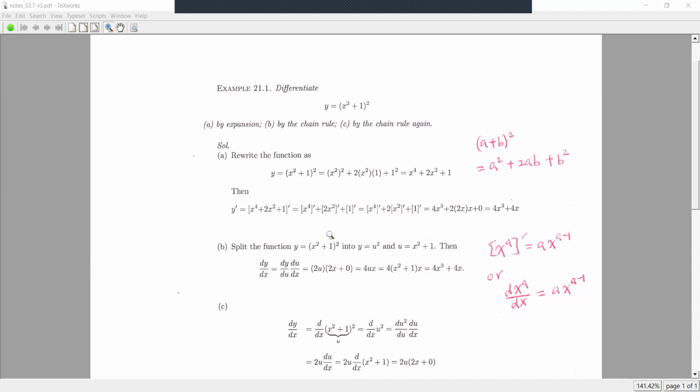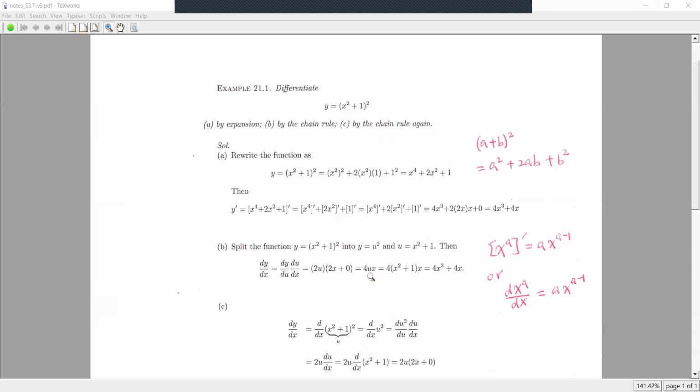Now I compute the derivative of this function by the chain rule. By the chain rule, dy/dx is equal to dy/du times du/dx. dy/du is the derivative of this function. It is 2u times du/dx. du/dx is the derivative of this function. x squared derivative is 2x. 1 derivative is 0. So I have this equation. Simplify this product a little bit. I have this equation.